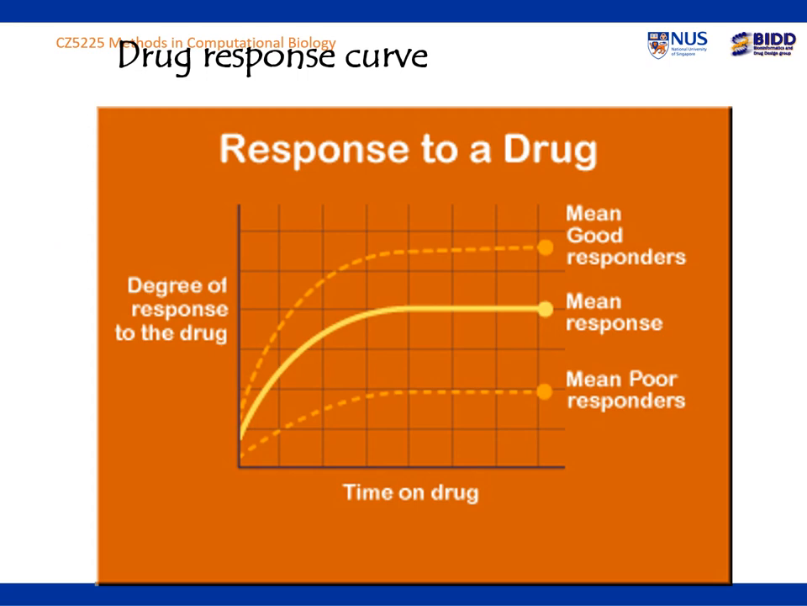This is the drug response curve. On the x-axis there is time on the drug, and on the y-axis there is degree of response to the drug. So as time progresses, some individuals show mean response, some individuals show good response, and some individuals show poor response. Even if all the responders are showing positive response to the drug, on the basis of the doses of the drug and on the basis of time it has spent in the body, drug response will be different.